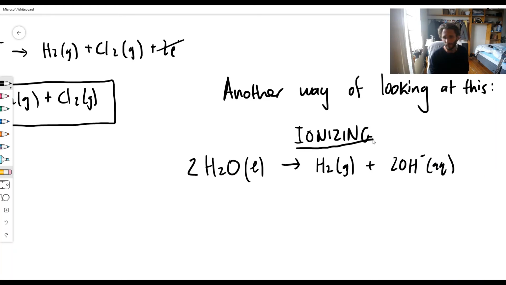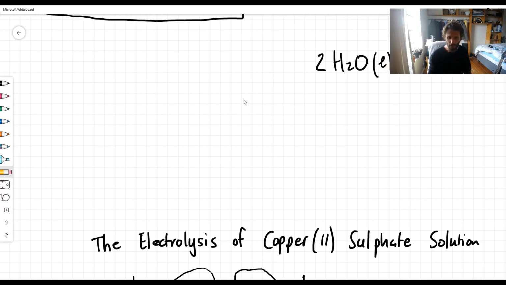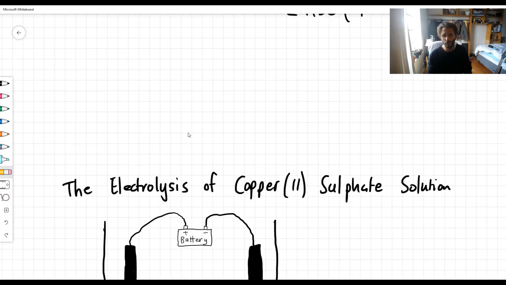Okay, over here. In fact, it's not water ionizing. It's just another way of looking at this reaction in terms of the water. Don't worry too much about this. All right, let's go on to our brand new example.